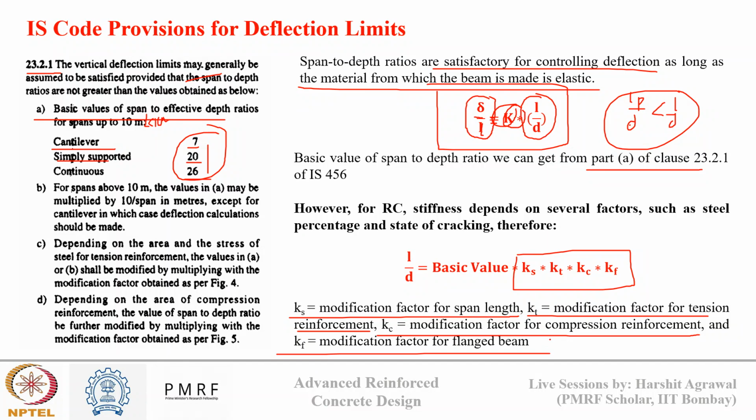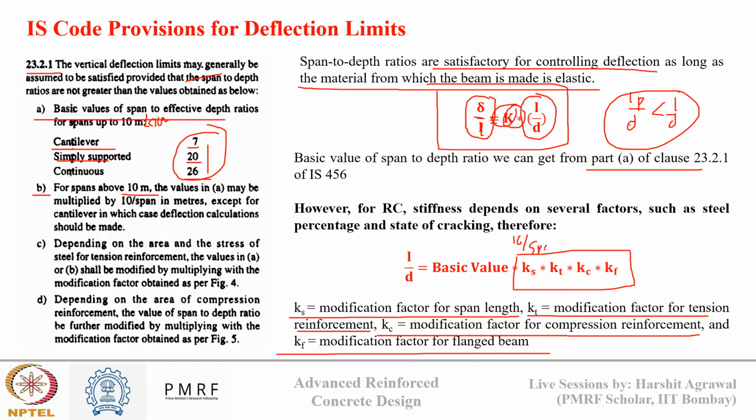Okay, so for span length, as per part B of clause 23.2.1, we can see if the span is above 10 meter, then the basic value needs to be modified by 10 upon span.